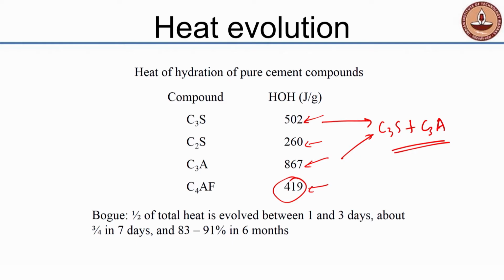Okay. And Bogue, who had earlier proposed the chemical composition of cement or cementitious compounds based on the oxide compositions, had also done several investigations on the heat evolution, and based on the cements tested during his time, which is probably the middle part of the 20th century, the estimation was that about half of the total heat is getting evolved between 1 and 3 days. So, there is some indication of the rate of heat evolution, right.